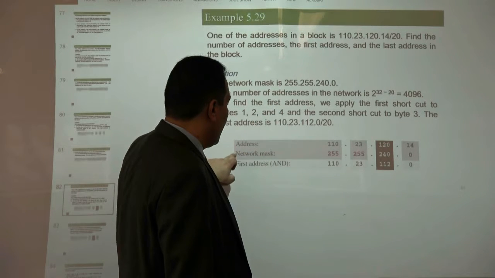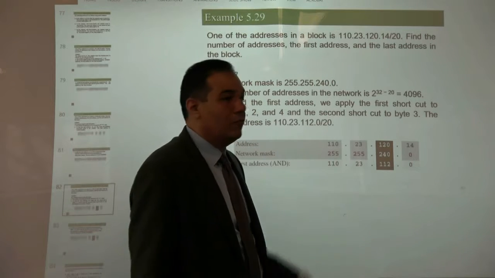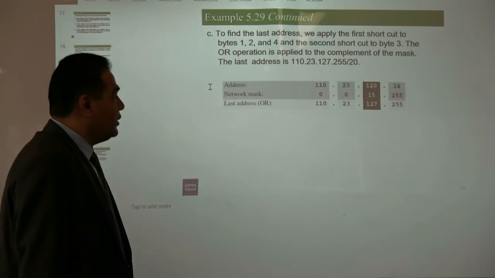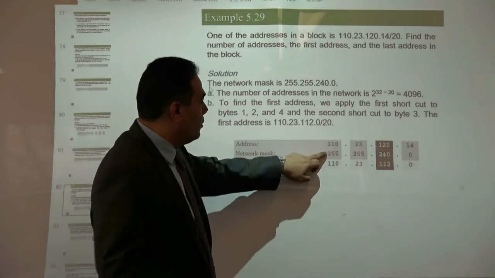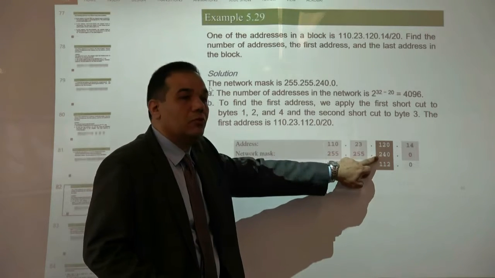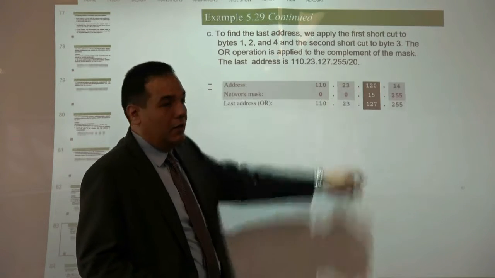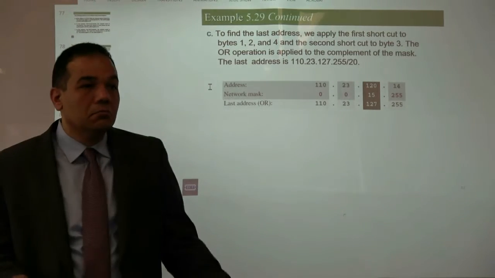To find the first address is very simple. You have the address, you AND it with the network mask, which you calculated here, and that will give you the first address. To calculate the last address, we do the complement. What's the complement for 255? 0. What's the complement for 255? 0. What's the complement for 240? 15. You do the OR operation and you get the last address.